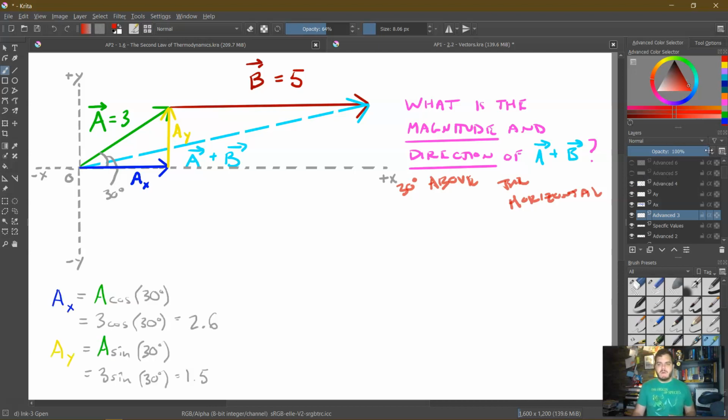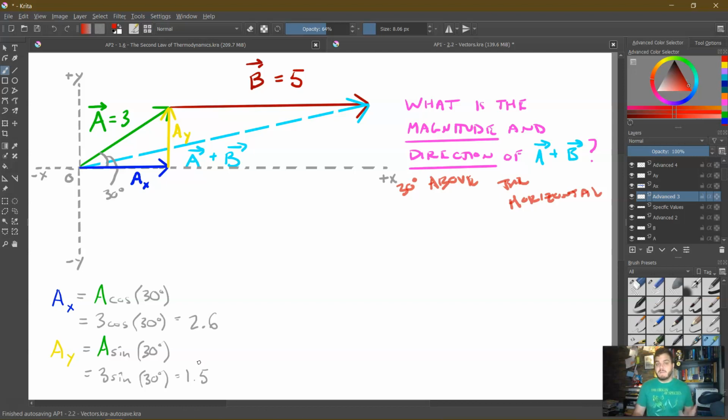So I can solve for AX and AY, and I can see now, looking again, that AX would be A cosine of 30 degrees because it's adjacent. If I solve for 3 cosine of 30 degrees, you plug that in your calculator, don't try to do it in your head, I get about 2.6. And AY would be A sine of 30 degrees, or 3 sine of 30 degrees, which is 1.5.